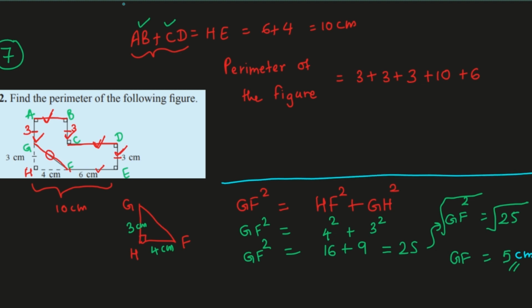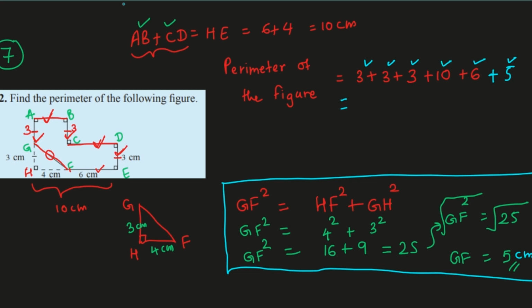So what have we applied here? What is the theory that we applied here? It was Pythagoras theorem. So now we can add this 5 centimeters in order to find the total perimeter of this figure. So let's add everything. 3 plus 3, it's 6. 6 plus 3, it's 9. 9 plus 5, it's 14. 14 plus 6, it's 20. 20 plus 10, it's 30. So the perimeter of this whole figure will be 30 centimeters.